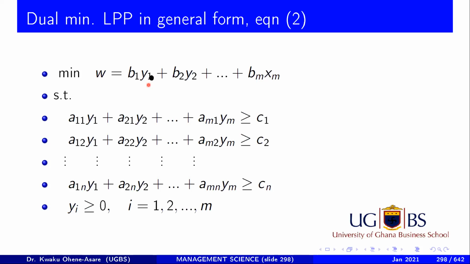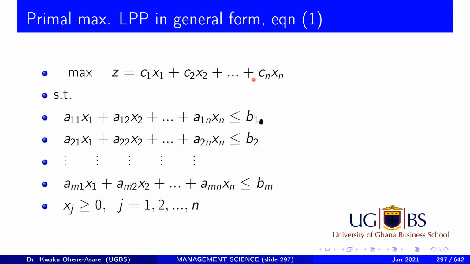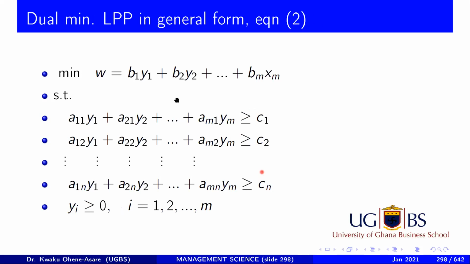Now this B1, B2, B3, B4, up to Bm, watch the primal. They are the right-hand side of the constraints. So the right-hand sides of the constraints become the decision variables in the dual. So that's the first thing to note.